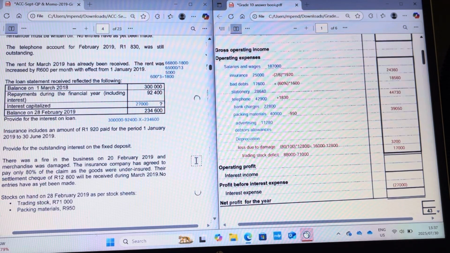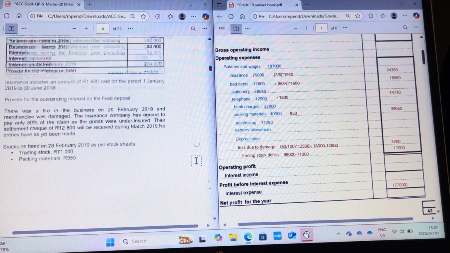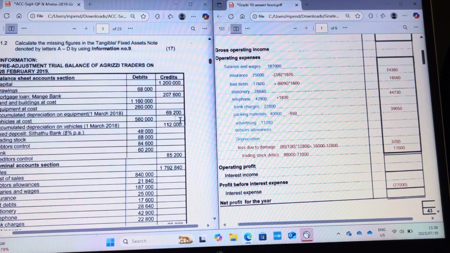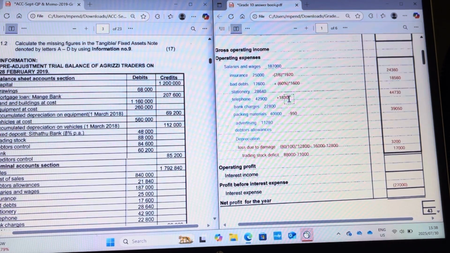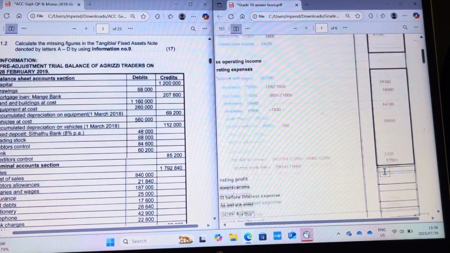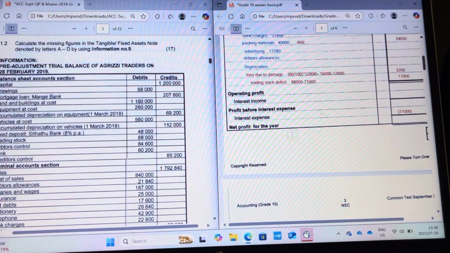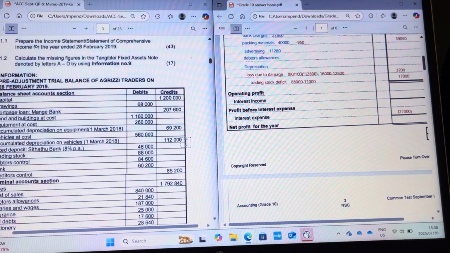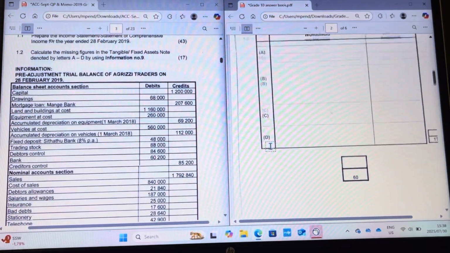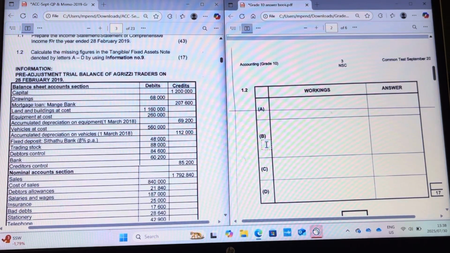Okay. And then we're not told anything else, so I assume we are done with the income statement. So the rest you can then put back there, and do your additions and subtractions and get your net profit for the year. Moving on, we will go to the second part of the question, 1.2.